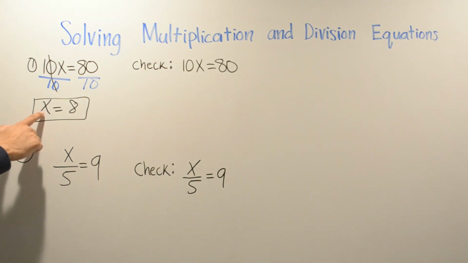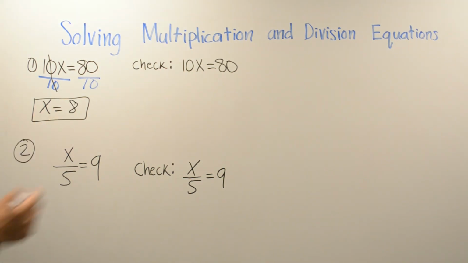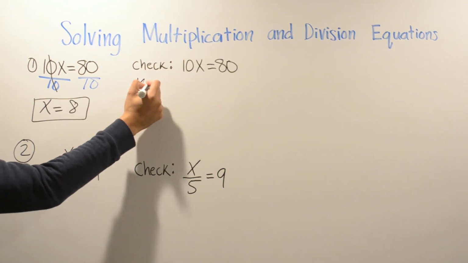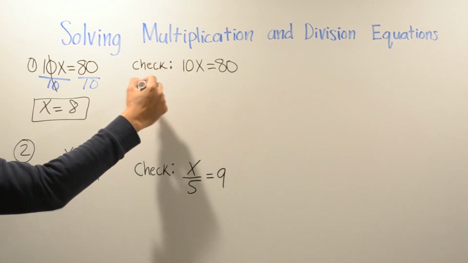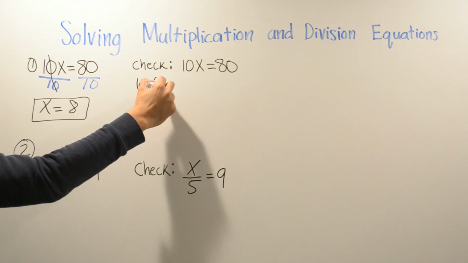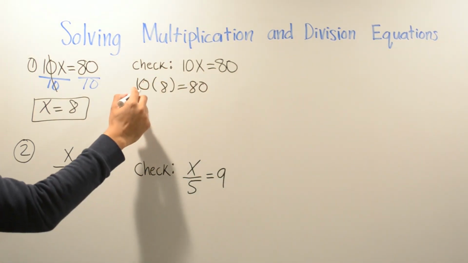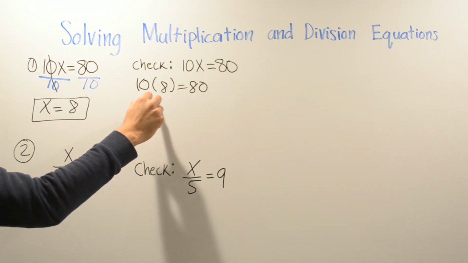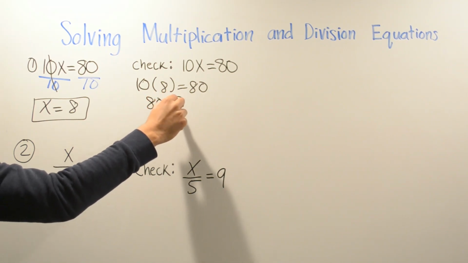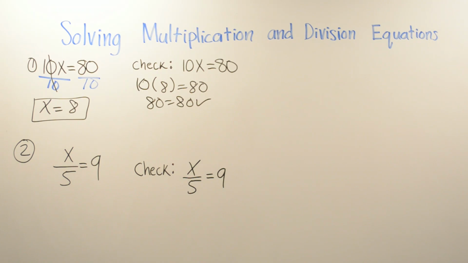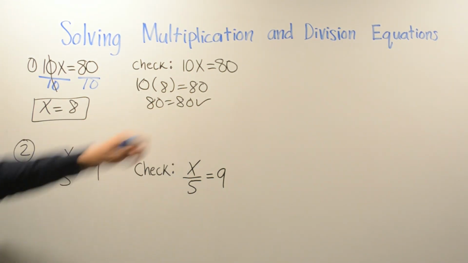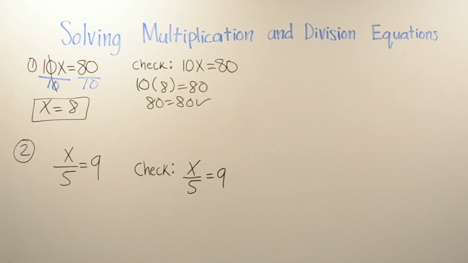Then to check our work, every time we want to check our work, all you have to do is wherever you see the x, we're going to plug in 8. So in this case, we have 10, and the x, we're going to plug in 8, equals 80. Now 10 times 8 is 80, equals 80. So if you can see, 80 equals 80. If you have a different number other than 80, then you know your answer is wrong.